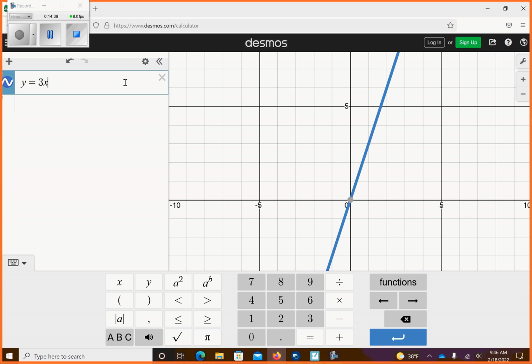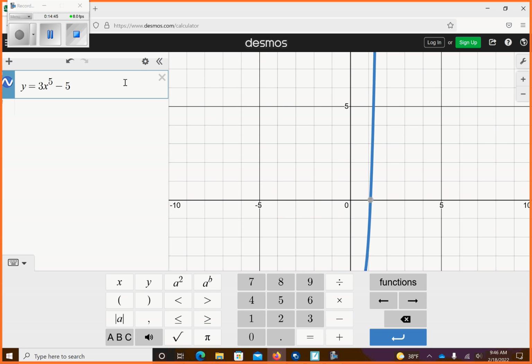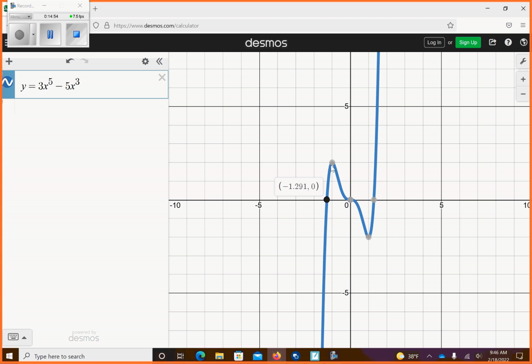Y equals 3x raised to the 5th minus 5x raised to the 3rd. Ooh, let's see. So -1, we have a max. 0, we have a point of inflection. And at 1, we have a min.